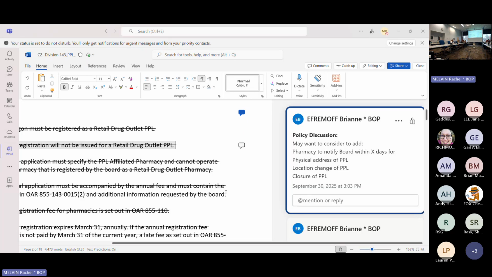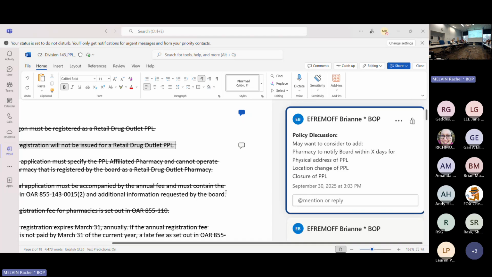I can understand why we don't, and I'm all for increasing access, all for having PPLs wherever we need PPLs, and I'm not looking for increasing administrative burden, although that wasn't necessarily the intent. It was to increase access to Oregonians. Our role is to make sure that we're keeping the public and drugs safe, right? And so having it be on the premises doesn't make sense. We don't need to add anything.